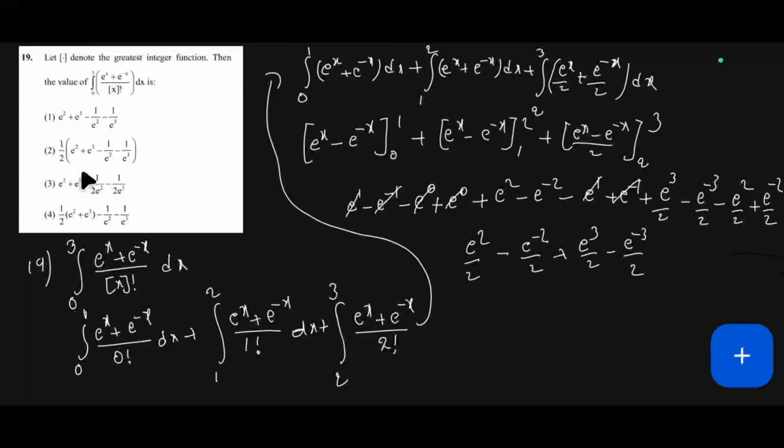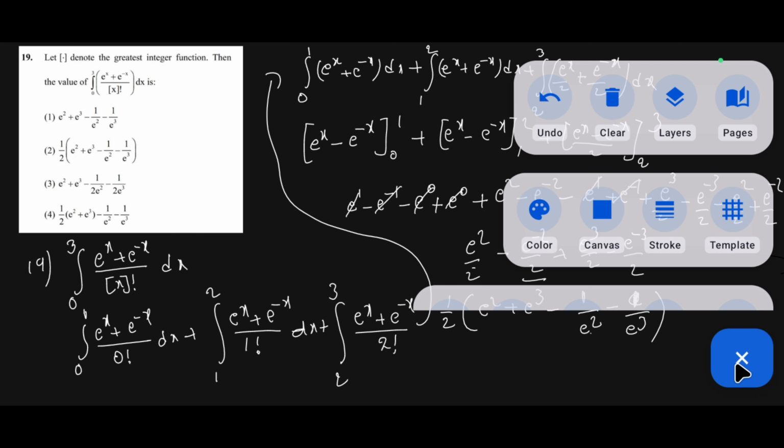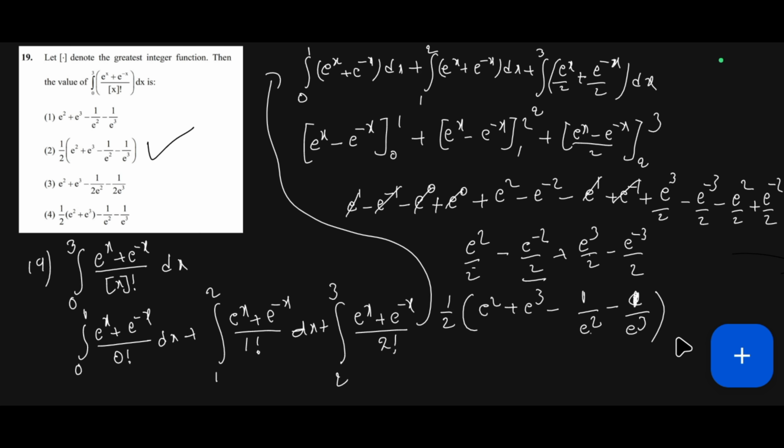But it is in the form of 1 by 2 common, so taking 1 by 2 common: e^2 plus e^3 minus 1 by e^2 minus 1 by e^3, that is 1 by 2 into (e^2 + e^3 - 1/e^2 - 1/e^3). Option 2 is the answer.